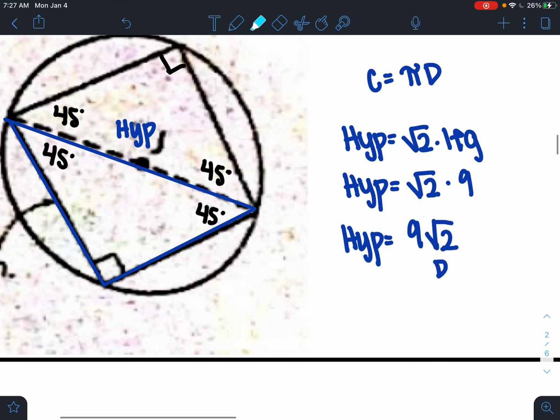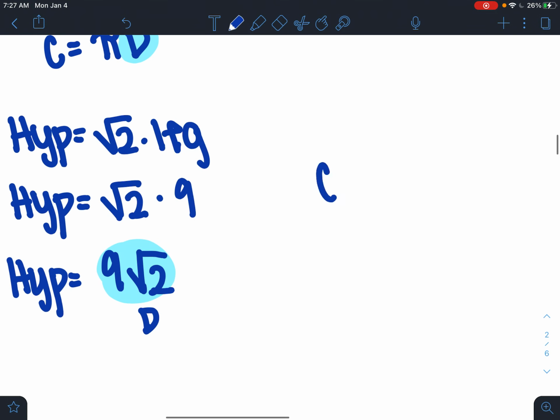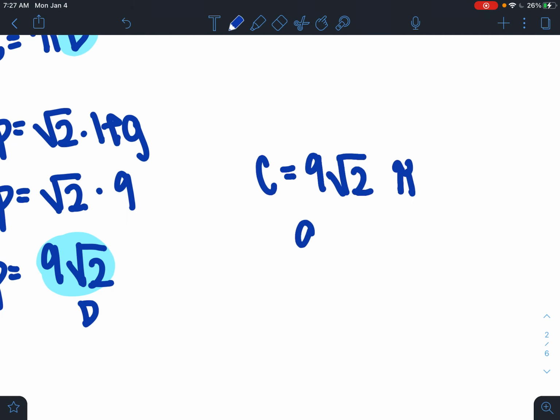So I'm going to take that 9 square root of 2 and plug it in for my d right there. So my exact circumference, again, we're keeping it in terms of pi, is going to be 9 square root of 2 pi. Or even prettier, you could write it as 9 pi times the square root of 2. Either of them are fine. Just make sure that you don't tuck that pi underneath the radical.